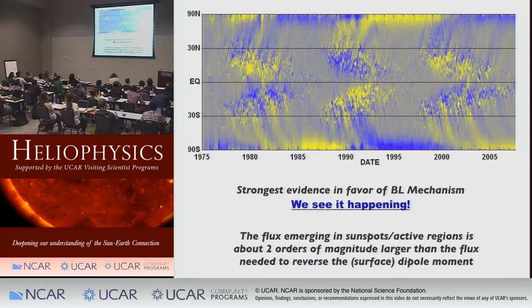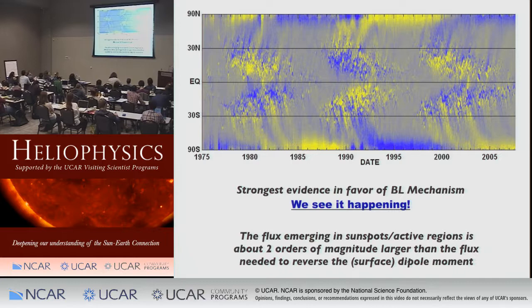You can also do things like this: the Babcock-Leighton source term is proportional to the amount of flux in spots and the amount of tilt. So you can calculate the source term and correlate that with the strength of the next cycle, and there is a correlation. So the observations are telling us to take this model seriously.